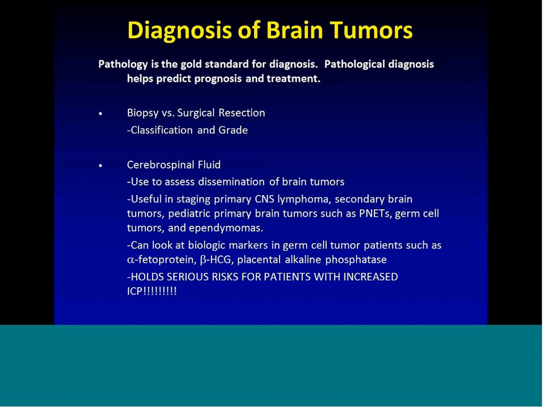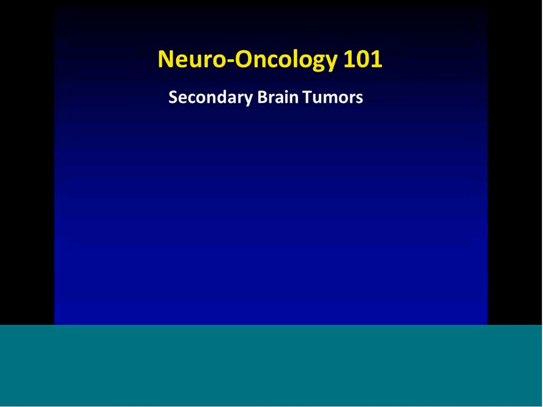We also need cerebrospinal fluid, and I think you can do a lot more CSF sampling than we do for primary brain tumors. It's very important in the pediatric population because for germ cell tumors, you can look for those same kinds of markers. You can also look for involvement of the whole axis, particularly with tumors that tend to disseminate through the CSF. So I'm going to quickly do just secondary tumors.